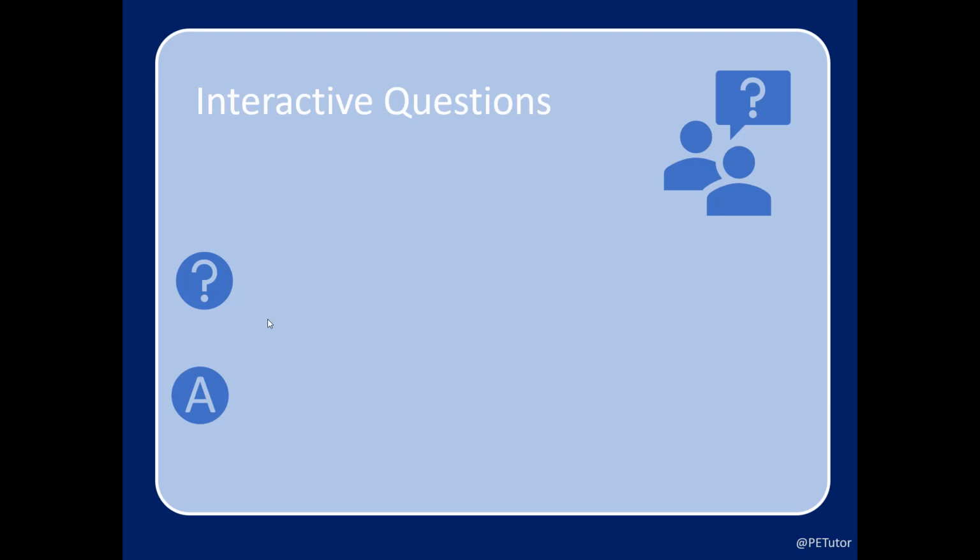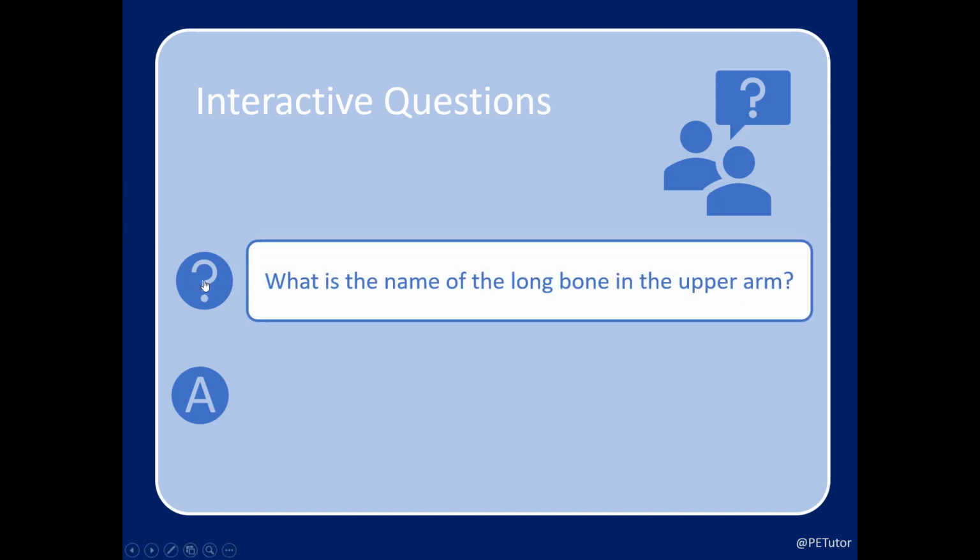So the structure is very simple here. The interactive questions work like this. The teacher or the student will click on the question mark there and a question will appear. In this case, you can see it says, what's the name of the long bone in the upper arm?